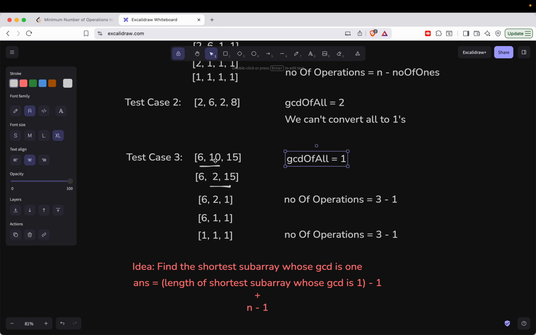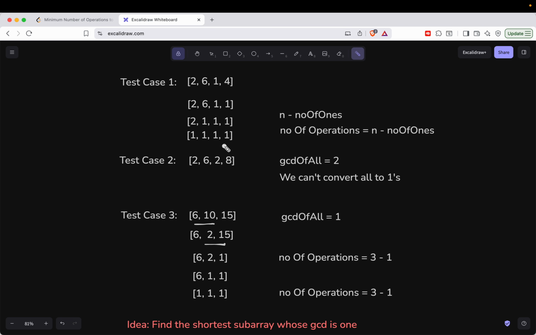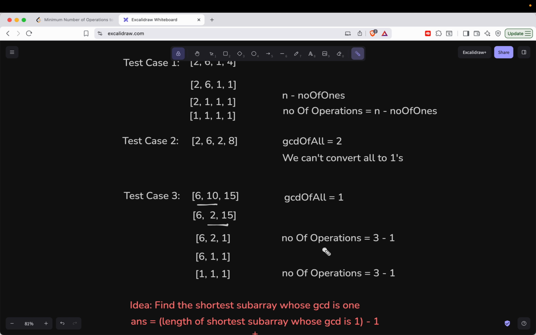So how can we identify the number of operations in this use case? Let's take this particular example. Let's take the GCD of these two numbers. The GCD of these two numbers is 2, so let's assume that I'm converting 10 to 2. And then I will take the GCD of these two numbers, which will turn out to be 1, and I'm just replacing 15 with 1. Now that I have reached an array state where I have ones in the array, this state is equal to the earlier state, so I know the number of operations required will be length minus 1.